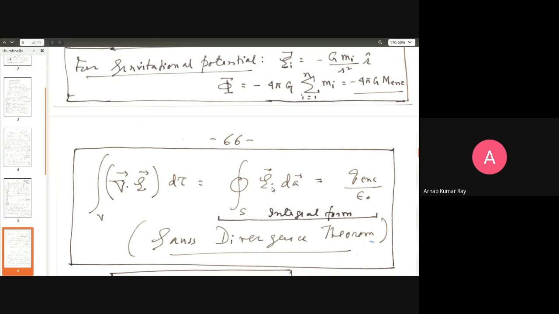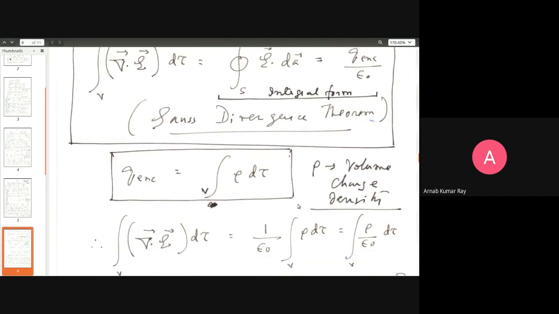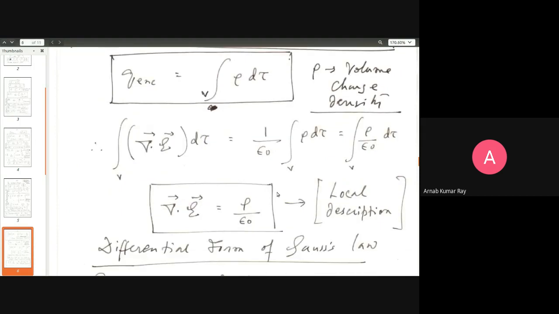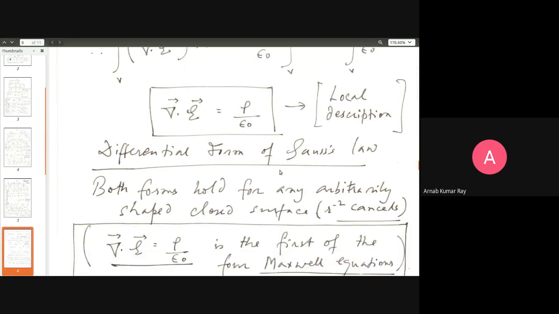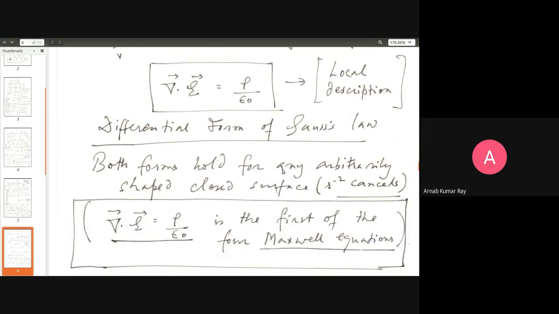Whenever you go all over the Earth and find the total amount, you are doing an integration. That is a global description. Whenever you can remain at a point in space and make measurements such as density, you have a local description. This is known as the differential form of Gauss's law. Both forms hold for any arbitrarily shaped closed surface. This is very important. This point has to be understood.